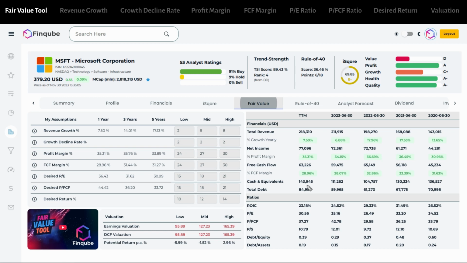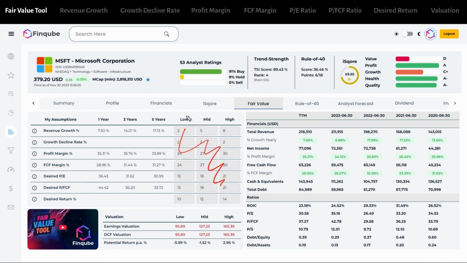Hello and welcome to this tutorial, where I want to introduce our new tool we have released recently to our platform. I'm very proud of this tool because it simplifies the process to evaluate the fair price of any company. This tool does a 10-year projected analysis of the revenue growth, the profit margin, free cash flow margin, desired PE, and also the desired price to free cash flow.